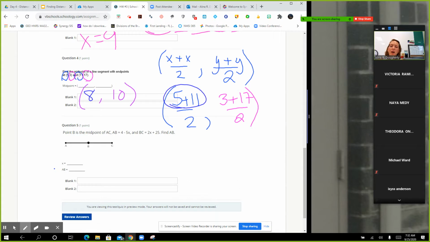What about question 5? What can I label? A, B, and 4, 5, 10. All right. And what else can I label? B, C, 2. Awesome. So what equation can I write? How are those two things related, and how do I know?